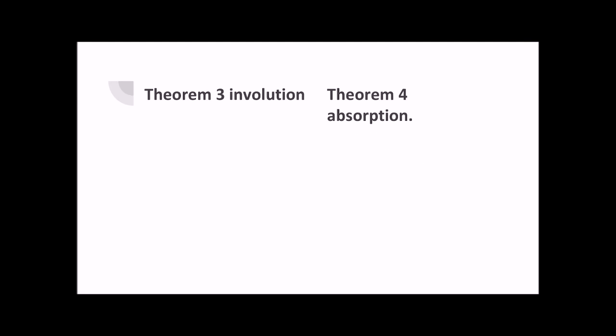Theorem number 3, involution. This theorem tells us about the inversion of a variable that has already been inverted. That is, if we have a variable a inverted and we invert it again, it gives us the variable a. It doesn't matter what the expression is; if it is inverted twice, the result will always be the same expression.